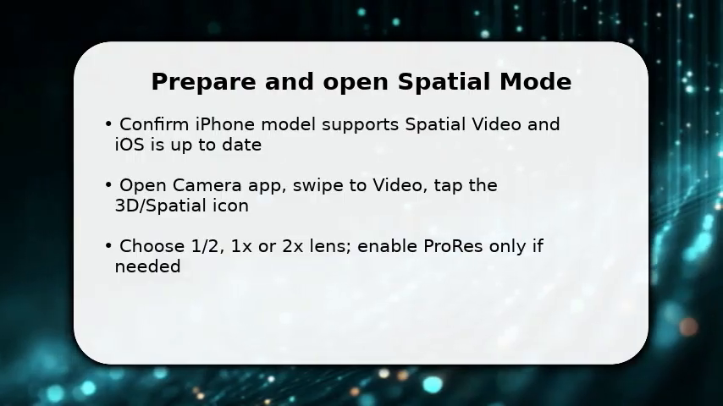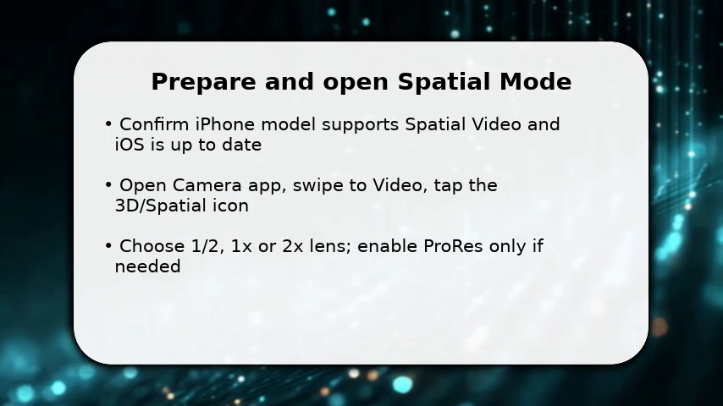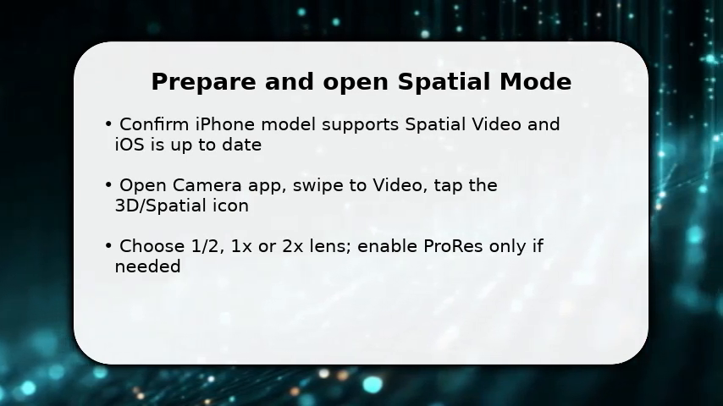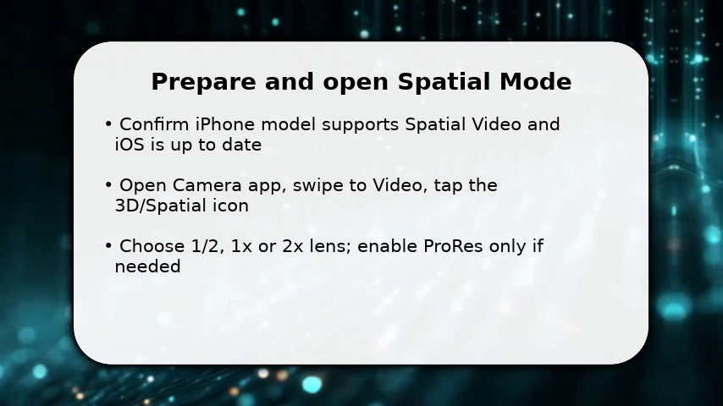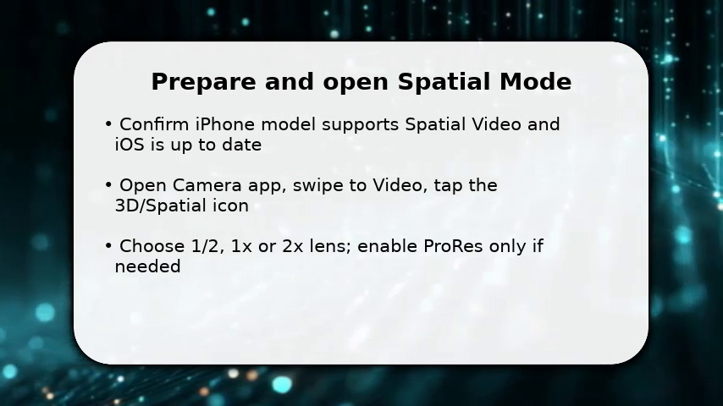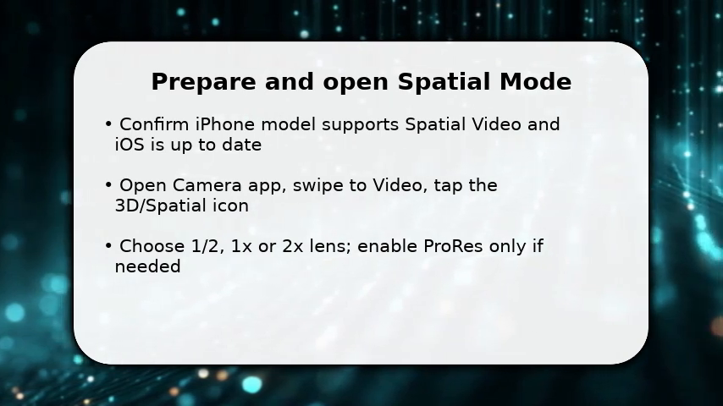You start by confirming your iPhone supports spatial video and that iOS is current. This ensures the phone will capture depth data. Once done, open Camera, switch to Video, then tap the Spatial/3D icon to enable the mode.